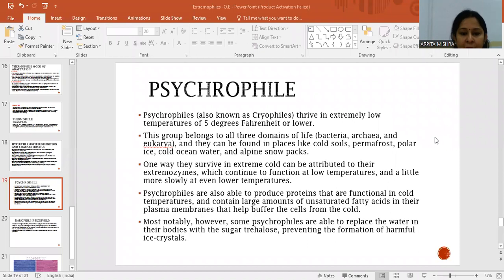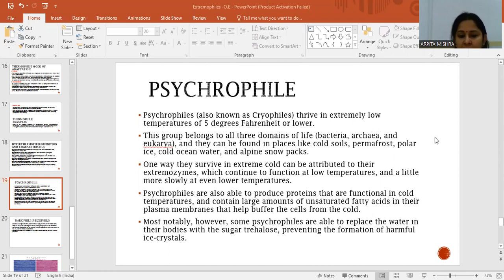Next is psychrophiles. These psychrophiles, also known as cryophiles, thrive in extremely low temperature of 5 degrees Fahrenheit or lower. And this group belongs to all three domains of life, that is bacteria, archaea, and eukaryotes, and can be found in places like cold soils, permafrost, polar regions, ice cold water, etc. One way they survive in extreme cold can be attributed to their extremoenzymes, which continue to function even at low temperature.